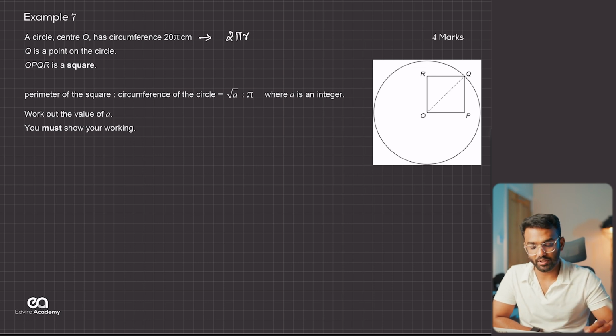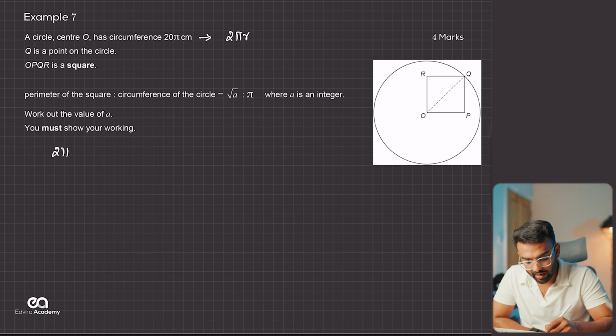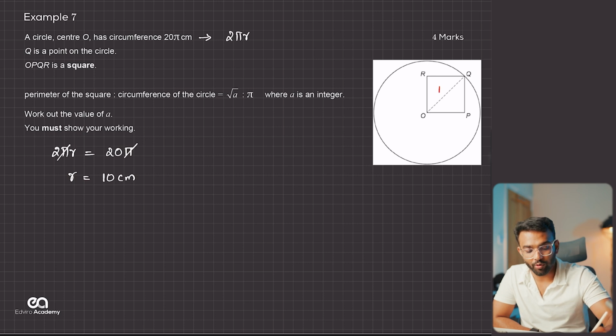Q is a point on the circle. OPQR is a square. The ratio of the perimeter of the square to circumference of the circle is square root of a is to pi, where a is an integer, and you've got to work out the value of a. So here I'm saying 2 pi r, which is a formula for circumference, is equal to 20 pi centimeter of that circle, where you can cancel the pi's and the value of r is basically 10 centimeter, which we can say OQ is 10 centimeter.